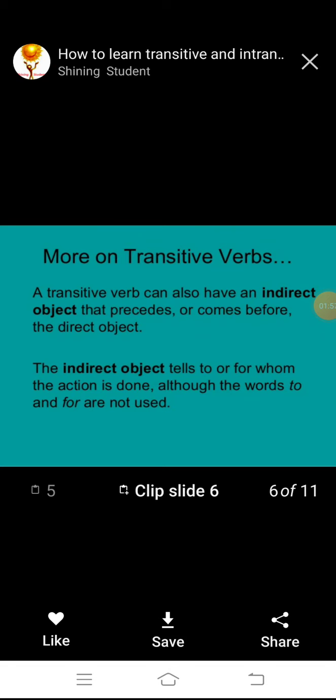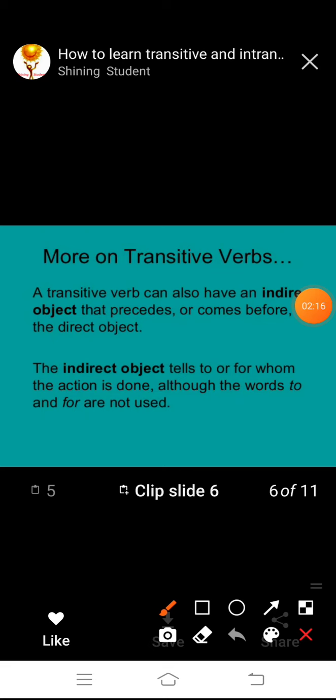A transitive verb can also have an indirect object that precedes, or comes before, the direct object. This means some sentences in English grammar have two objects, a direct object and an indirect object. Let us see. The indirect object tells to or for whom; the answer we get to whom is called the indirect object, and the answer we get to what is called the direct object. What denotes the direct object and whom denotes the indirect object. Okay.